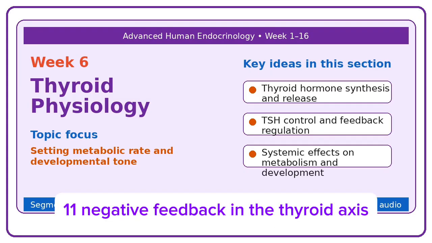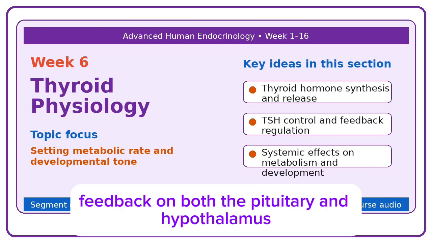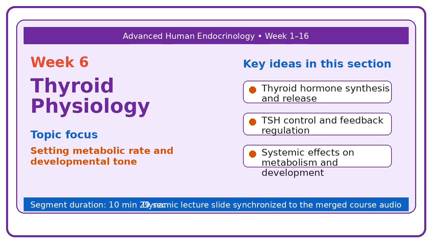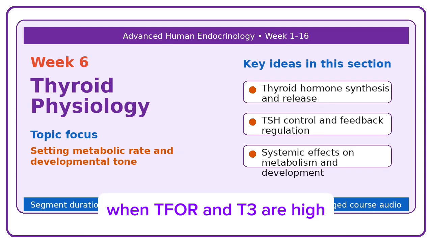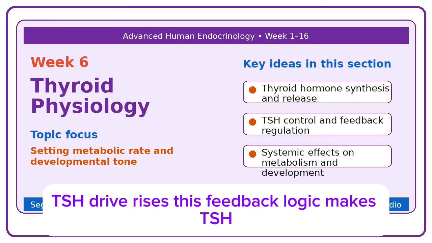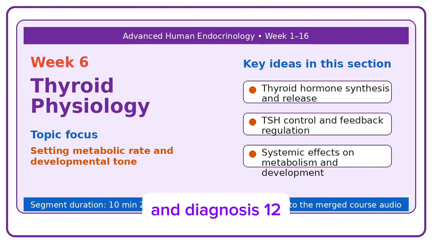11. Negative feedback in the thyroid axis. Circulating thyroid hormones feed back on both the pituitary and hypothalamus to reduce further stimulation. This negative feedback is central to thyroid homeostasis. When T4 and T3 are high, TSH drive falls. When T4 and T3 are low, TSH drive rises. This feedback logic makes TSH one of the most informative markers in thyroid physiology and diagnosis.